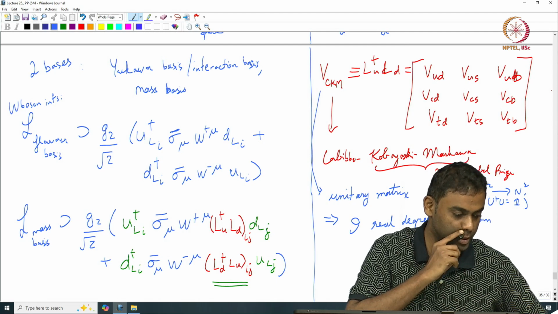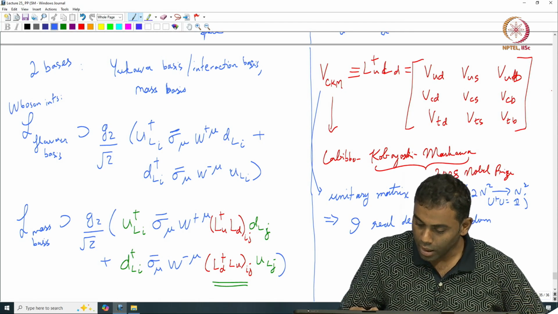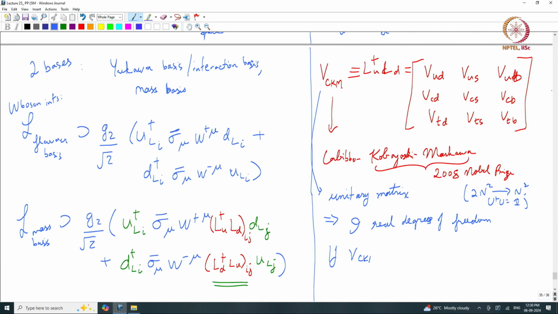So, here is how you do it. If the CKM matrix were real, that would have been an O3 matrix, an orthogonal matrix, a 3 by 3 orthogonal matrix. In that case, we know that there are 3 rotation angles.